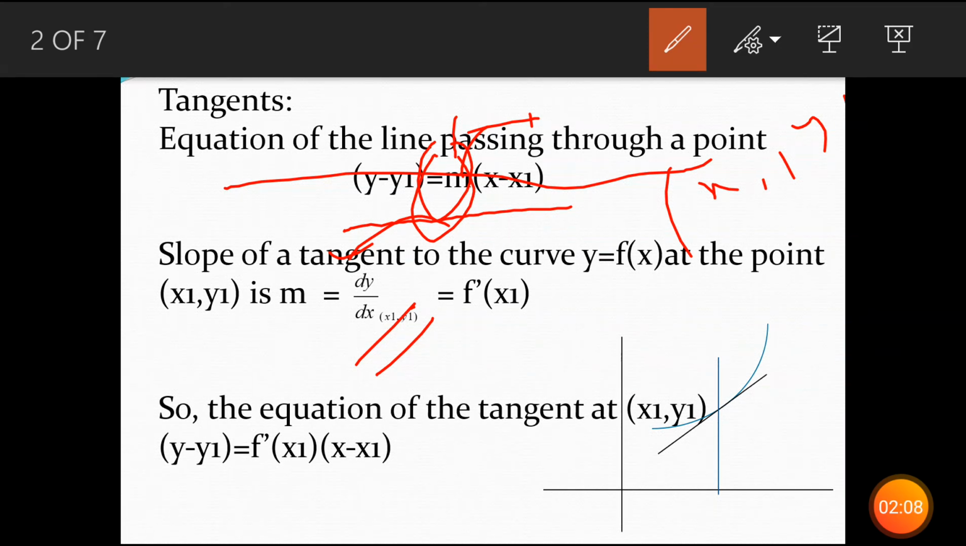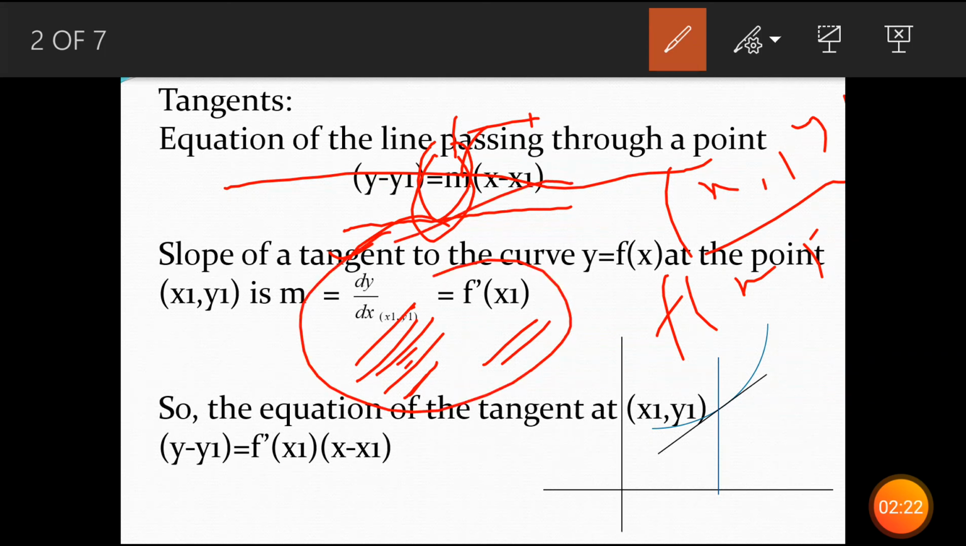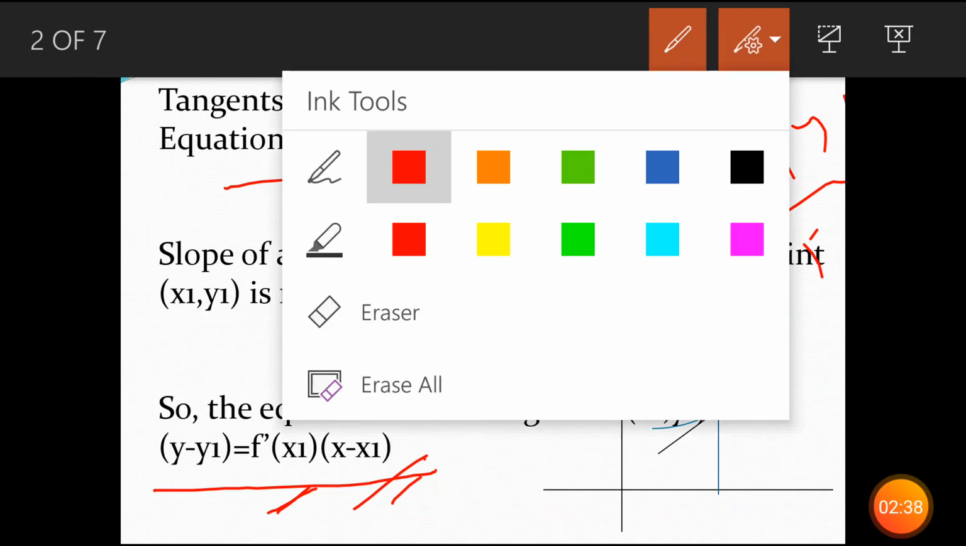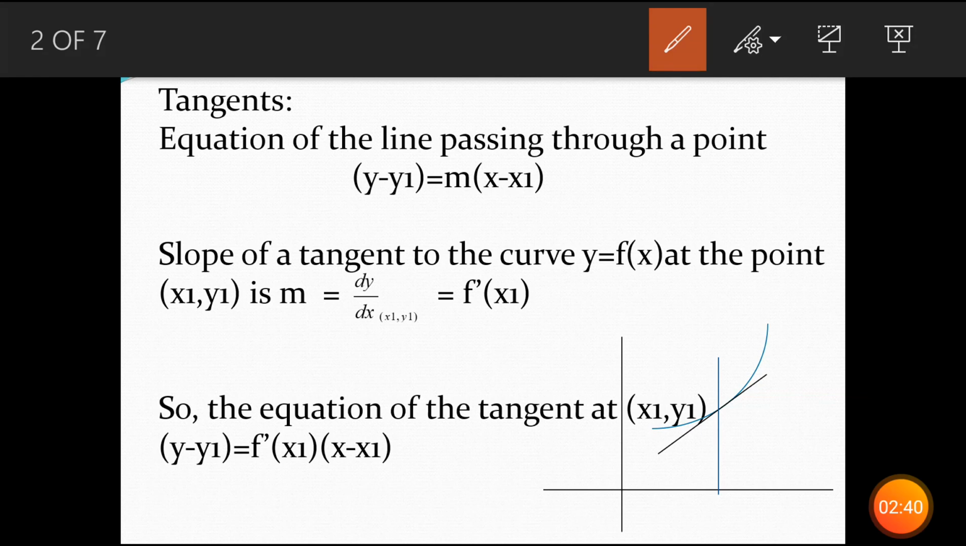So slope at that point, and what is the point? (x1, y1). If the graph is f(x), then we can call it f dash at x1. This is your slope and this is the form of the equation. Now combine both, replace this m with this, so you will get y minus y1 equals f dash x1 into (x minus x1). This is the equation of the tangent at a particular point. This is very basic geometry.